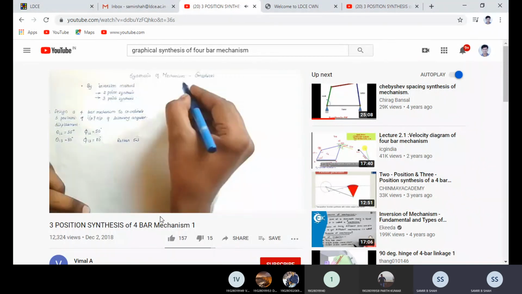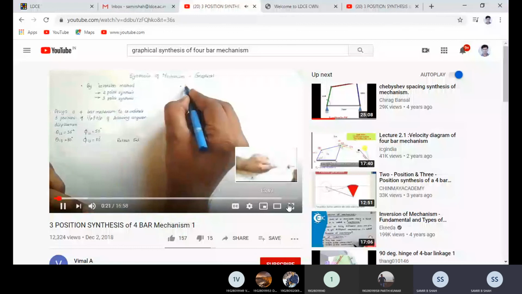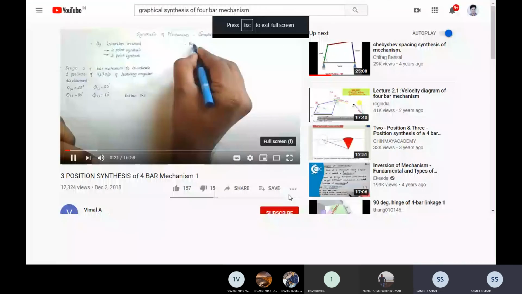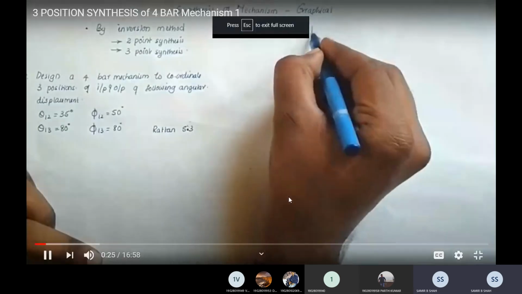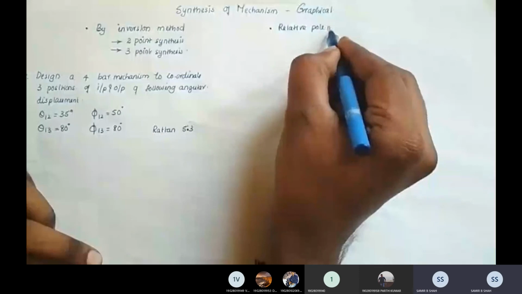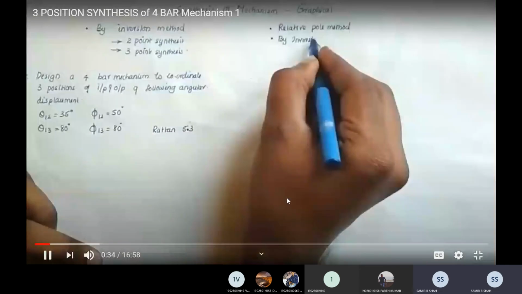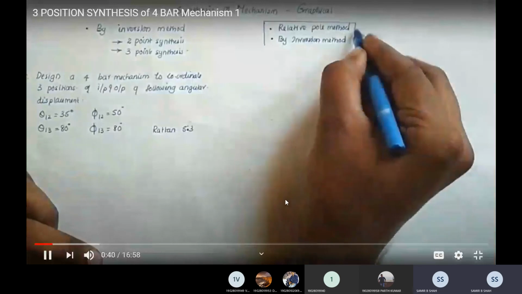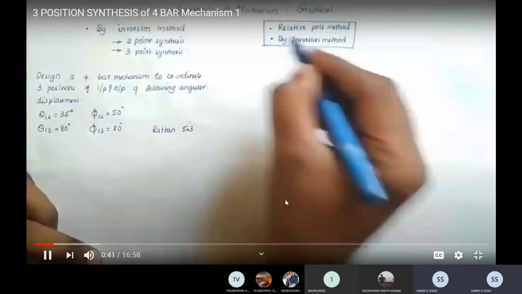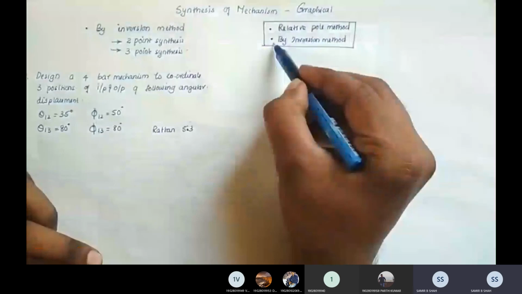We are using one is relative pole method. Also, video is visible to all. And second one is by inversion method. You have two different approaches. Here in this lecture, we are going to see how to graphically synthesize a mechanism using inversion method.